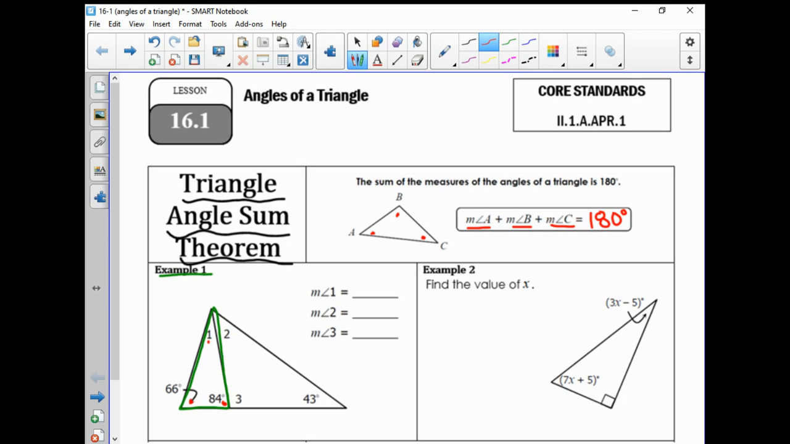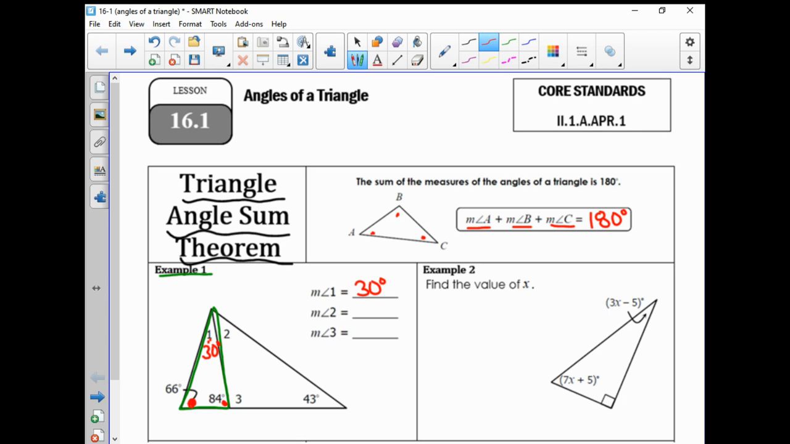Since they all add to 180, if I want to find what angle 1 is, I'm just going to subtract the 66 down here and the 84 down there. So grab your calculator: 180, subtract 66, subtract 84, and this angle is 30 degrees. I guess we could write it over here, 30 degrees right there.